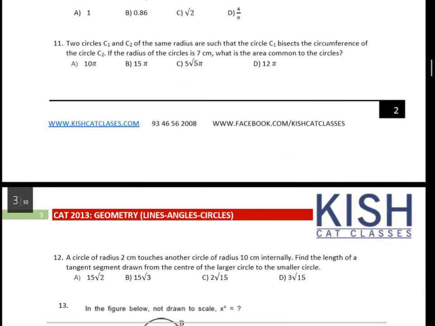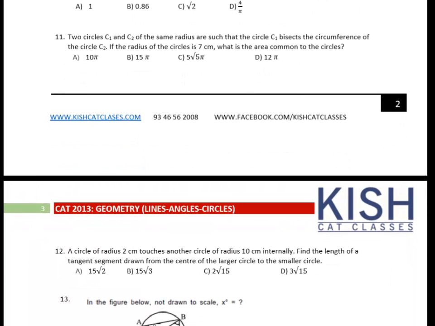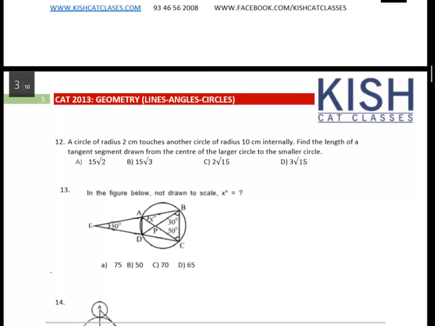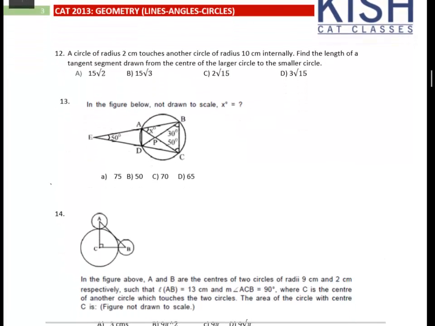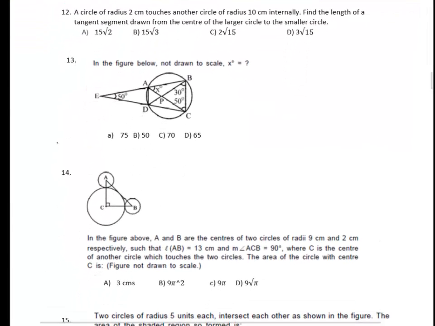Now, two circles C1 and C2 of the same radius are such that the circle C1 bisects the circumference of the circle C2. If the radius of the circle is 7 cm, what is the area common to the circles? Solve on your own. It's a fairly simple one. You will find a surprising answer also.